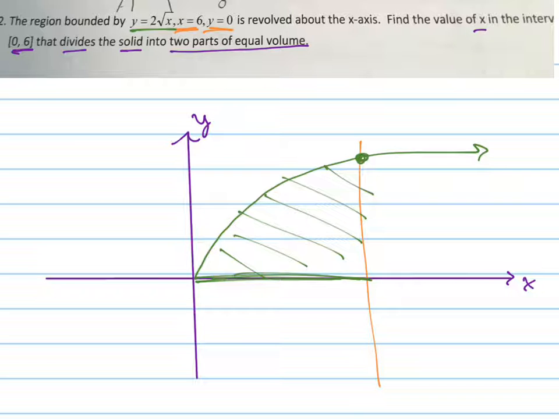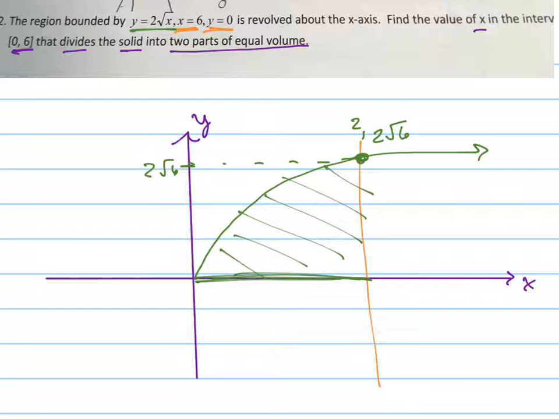So where does this intersect right here? 2 root 6. So this point is 2 comma 2 root 6, right? So this is 2 root 6 right here. I just plugged it in to find it.